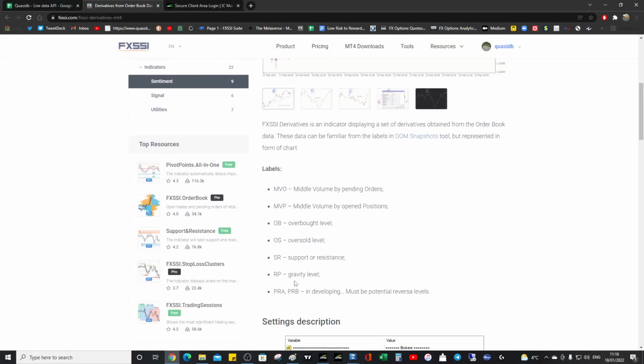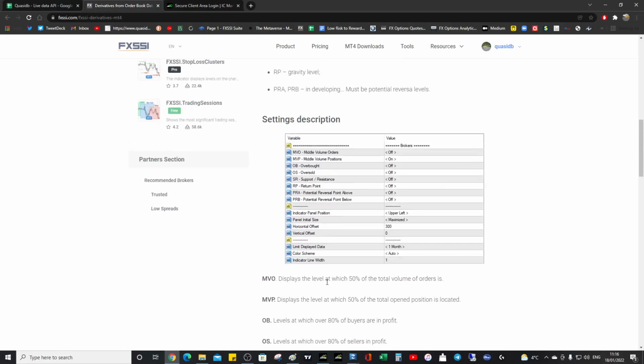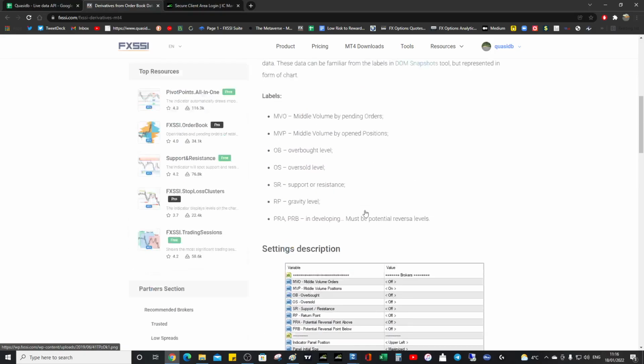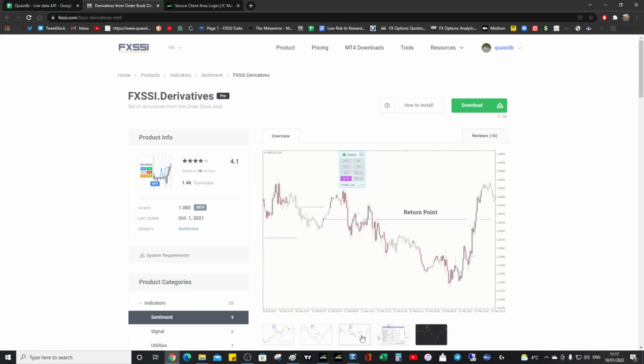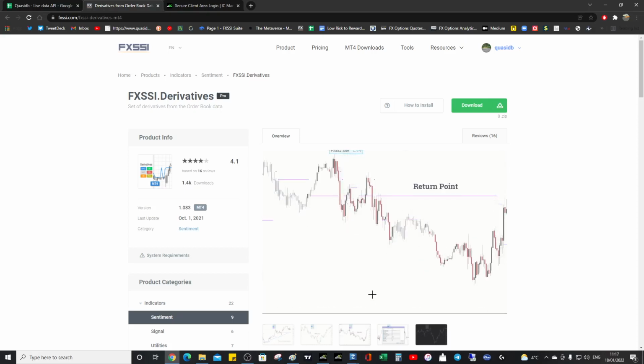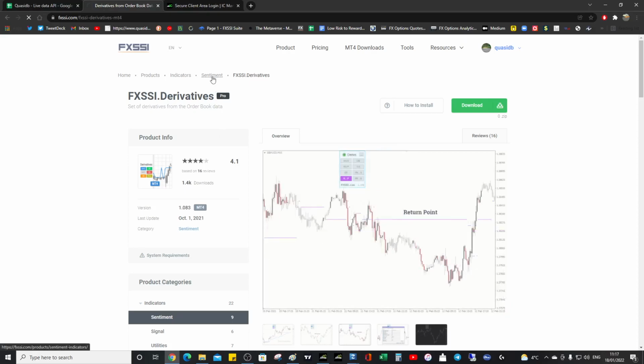Overbought, oversold. Oh, it's a gravity level. Okay. So again, don't mess around with the settings. If you wanted to change the data to 6 months, you could do. By default, I would have MVP on because it's amazing. It's really, really useful. So that's the derivatives. It gives you a big overview of the market. There's also a thing called the return point, which is interesting. I'll have to look into that. That's quite interesting. And so that's that.